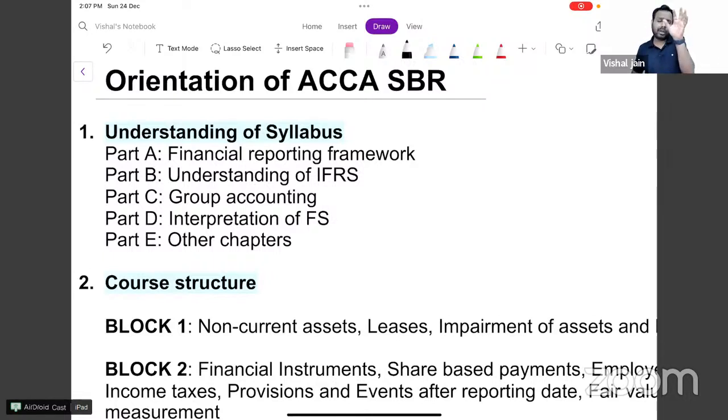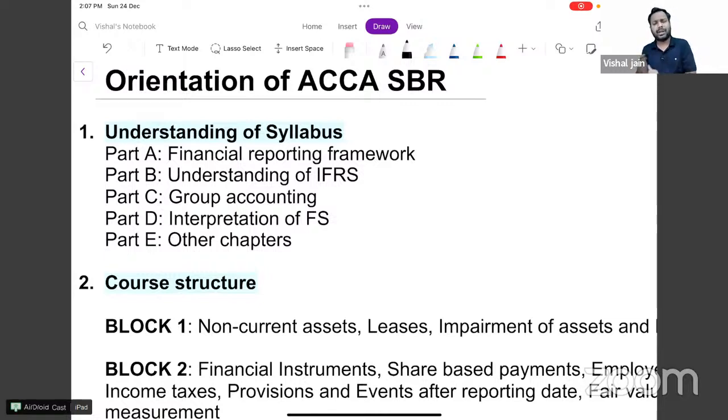No, they will give you a pre-populated screen where there might be some fill in the blanks or some mistakes done which you have to rectify or fill in. But to solve that, you need to have an understanding of how to prepare the entire set of group accounting FS. Now, part D is interpretation of FS, which is also called advanced performance measures.